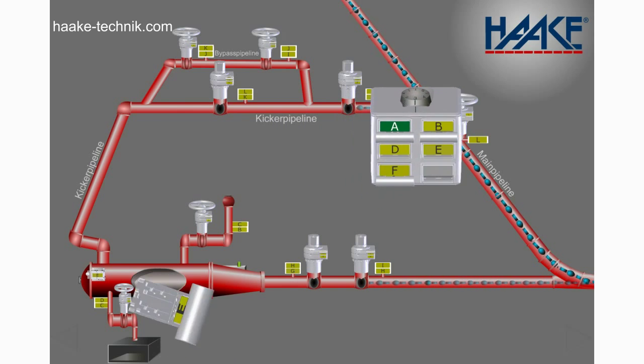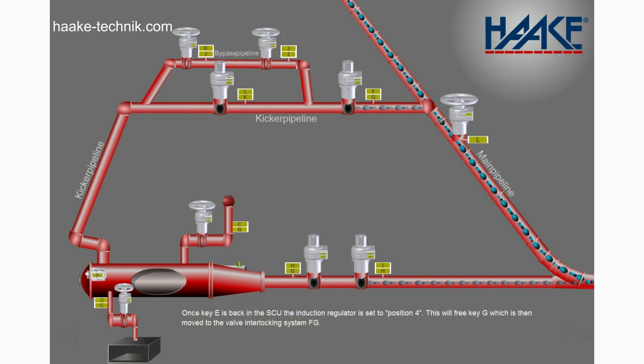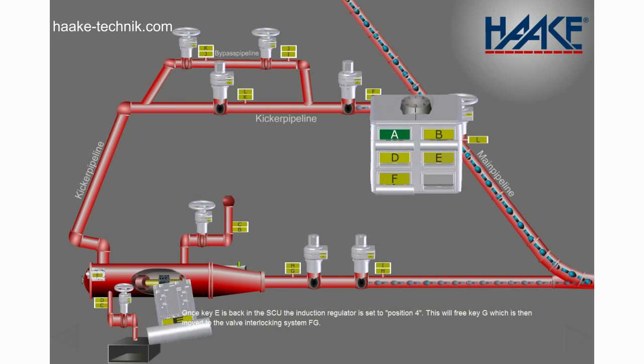Key E is moved to the pig trap lock E at the end of the pig launcher and inserted. Now the pig trap and the pig launcher can be opened to insert the pig scraper. When the pig trap is closed again, key E is released and can be moved to the SCU.